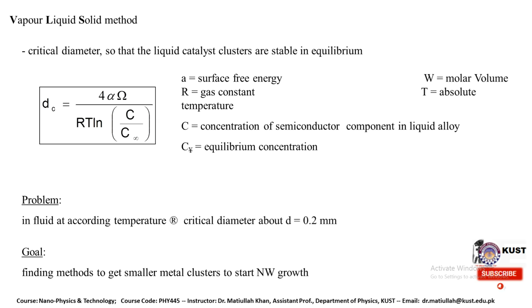We have another method, the vapor liquid solid method, that is the combination of vapor, liquid and solid. Again we need to have a phase diagram for that, in which there is a conversion from liquid to solid or liquid to vapor, and a transition between those particular phases. So we have a critical diameter for that, and it is also used for a particular sort of material, and in this case the liquid catalyst clusters are stable in equilibrium.